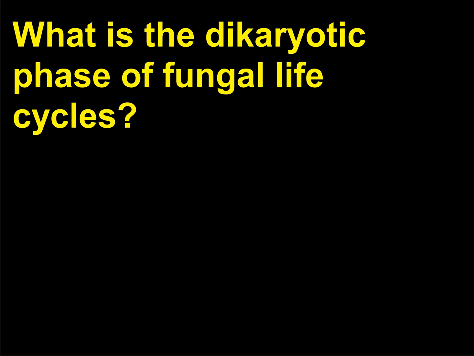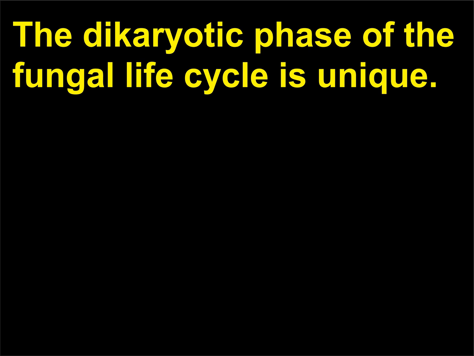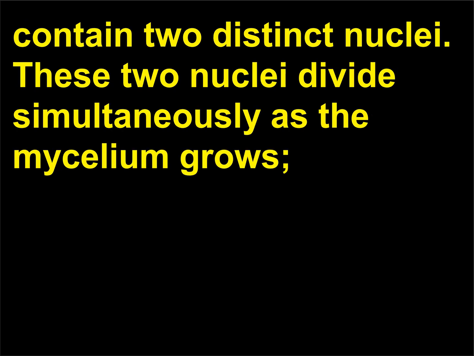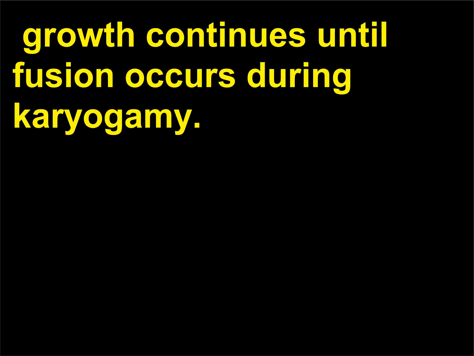What is the dikaryotic phase of fungal life cycles? The dikaryotic phase of the fungal life cycle is unique. During this unusual phase, which is common in many species of fungi, cells contain two distinct nuclei. These two nuclei divide simultaneously as the mycelium grows. Growth continues until fusion occurs during karyogamy.